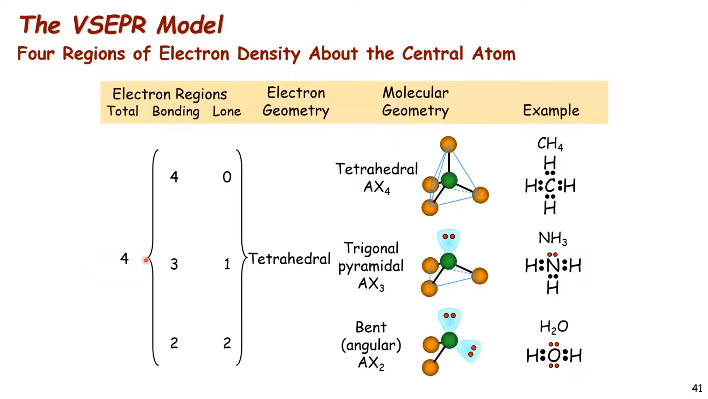Just to sum it up, if we have 4 regions of electron density, they're all going to have an electron geometry of tetrahedral. If there's no lone pair, its molecular geometry would also be tetrahedral. If it has 3 bonds and 1 lone pair, it will be trigonal pyramidal. And if it has 2 bonds and 2 sets of lone pairs, it'll have a molecular geometry of bent.